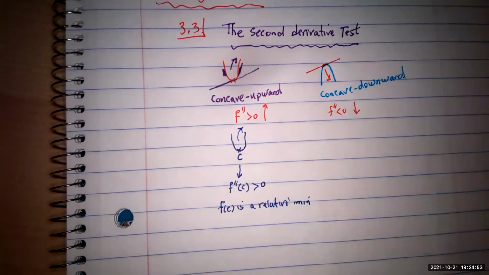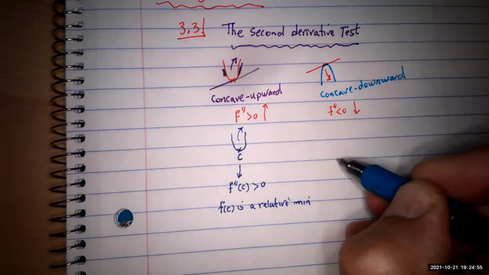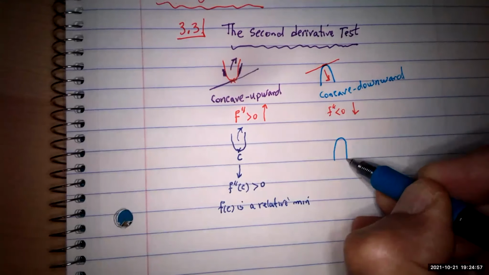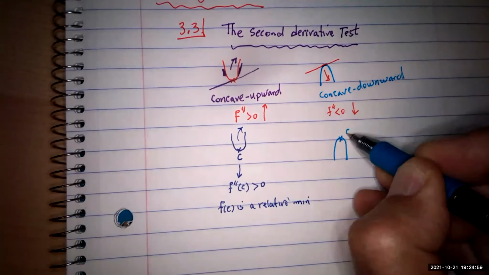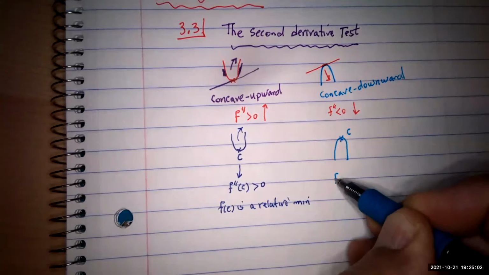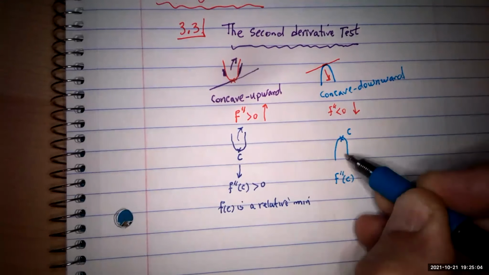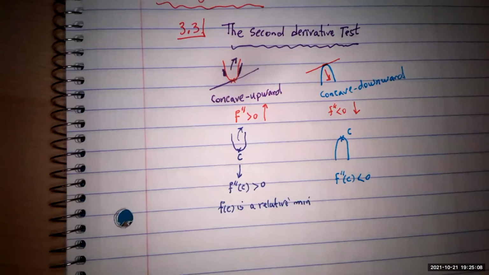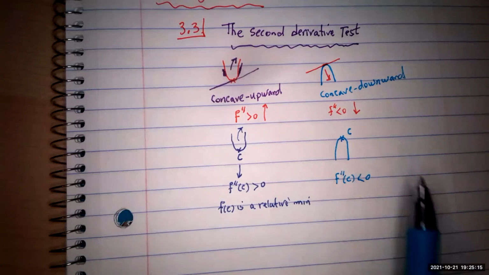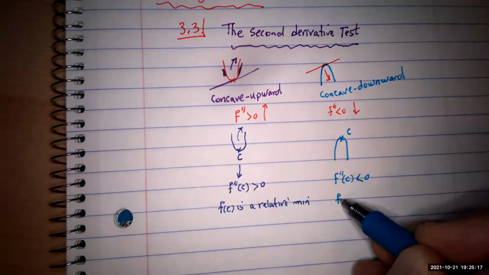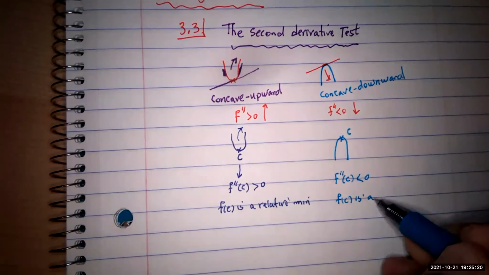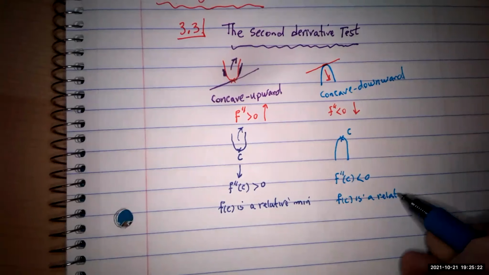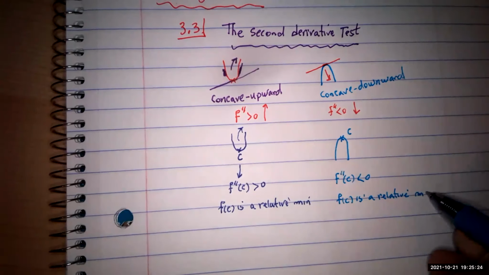And if your graph is going to be the other way around, and this is going to be the point C, in this case f double prime of C, the concavity, must be downward, must be negative. So easily you just drop the critical value in the second derivative. If it's going to be negative, negative means down. In this case, f of C is going to be a relative maximum.